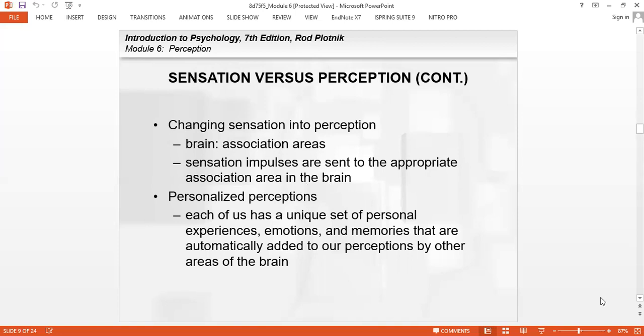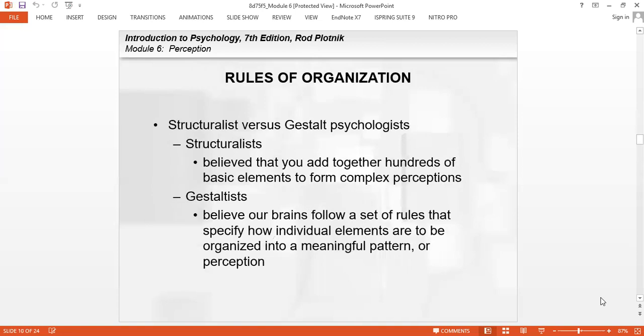Personalized perceptions: each of us has a unique set of personal experiences, emotions, and memories that are automatically added to our perceptions by other areas of the brain.